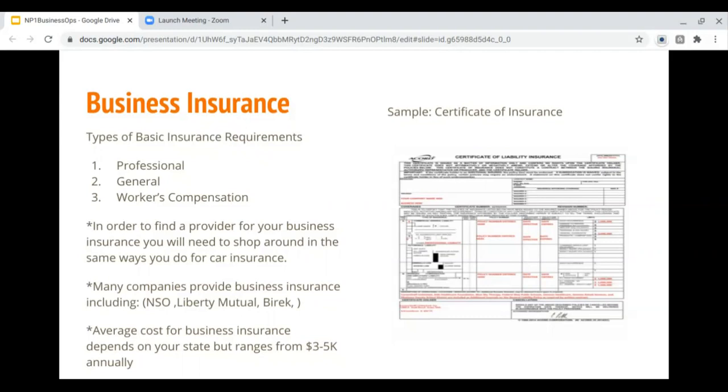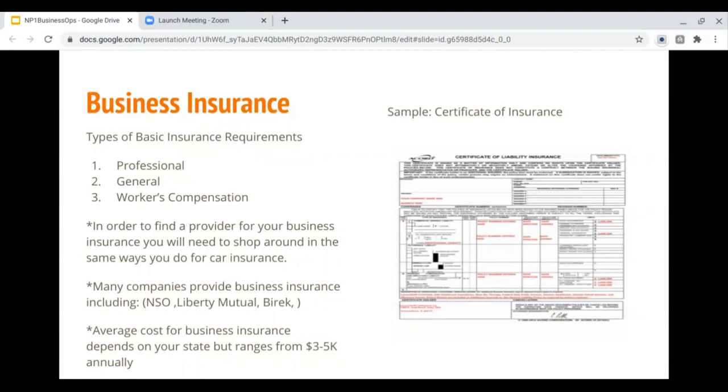So some of the companies include NSO, Liberty Mutual, BIRAC, and you can also do a Google search of business insurance companies and you'll get a list of different things. Essentially, it's a brokered insurance that you may get a few different responses from a couple of companies, but they'll shop what you're looking for around and then they'll come back with a quote.